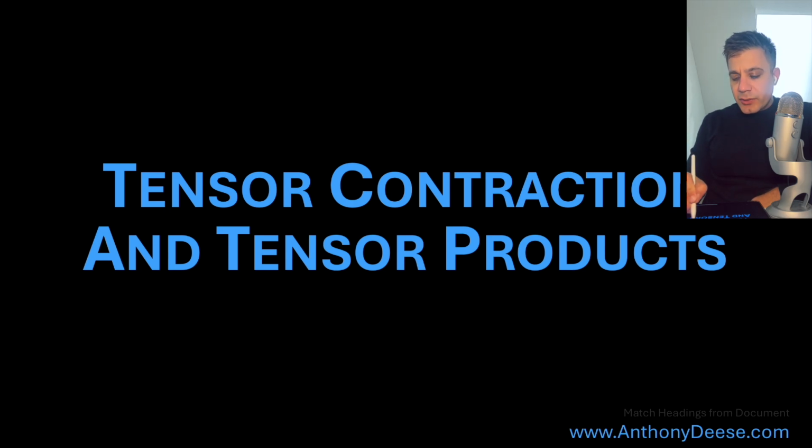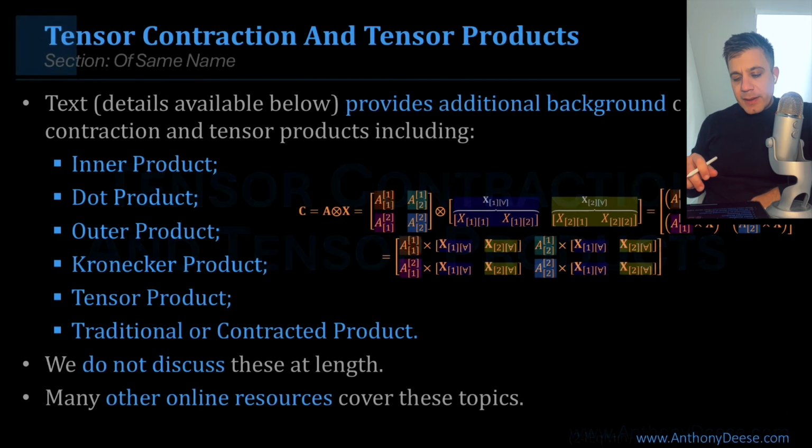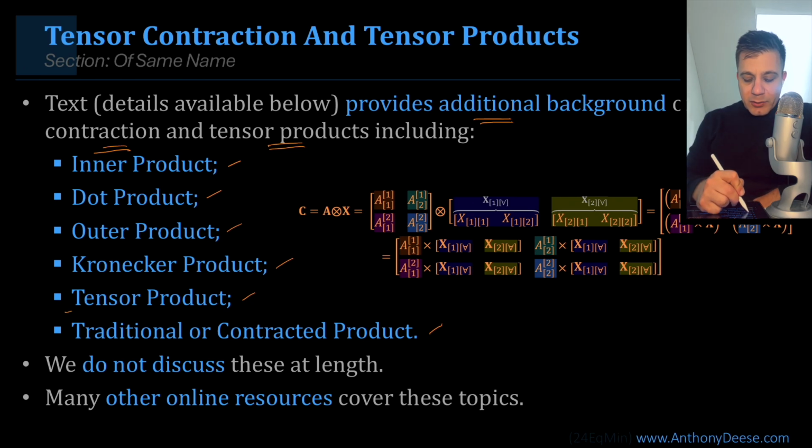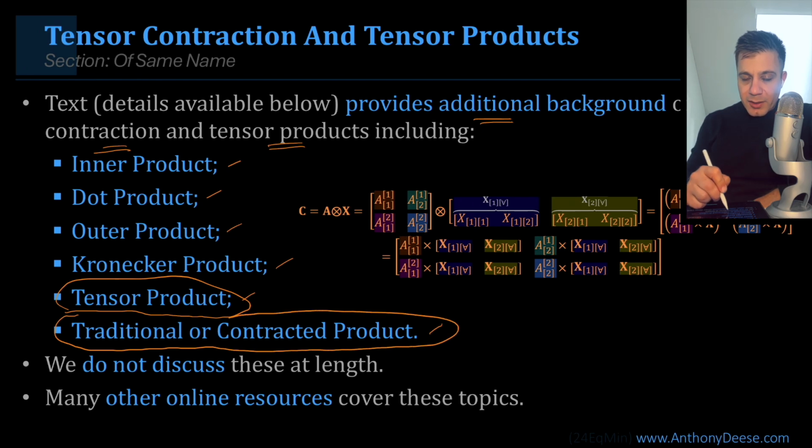Before we jump into the general Rank-3 tensor, there are a couple of mini topics I'd like to discuss at the beginning. One of those is tensor contraction as well as the tensor product. Unfortunately, we're not going to discuss these at length. The text, which will be available in the description below, provides some additional background on tensor contraction, as well as various tensor products, including the inner product, the dot product, outer product, Kronecker product, tensor product, and the traditional or contracted product. In one of the previous videos, we did talk about the tensor product as well as the traditional matrix or contracted product. So if you need some background on those, you can check some of the older videos.